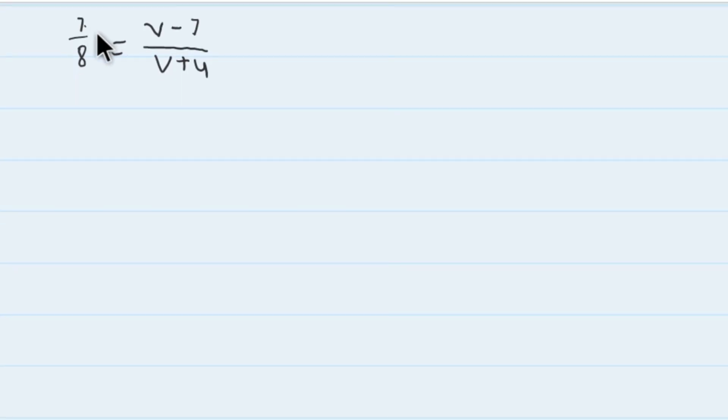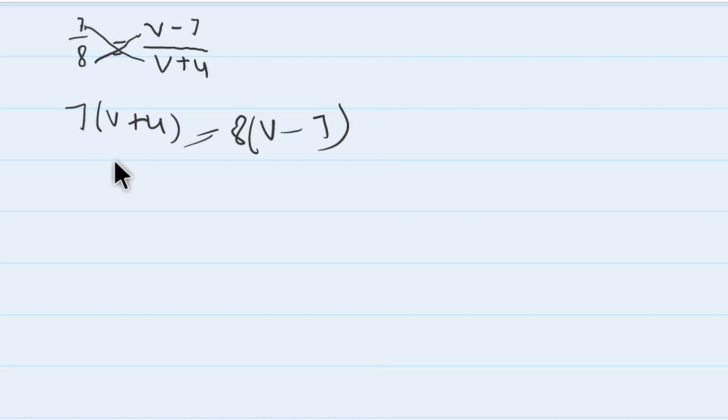Now let's solve another proportion equation, and we will use equality, and we will do it by cross multiplication. So we will multiply 7 by v plus 4, and 8 by v minus 7. And since we want to find the value of v, we now simplify the equation.